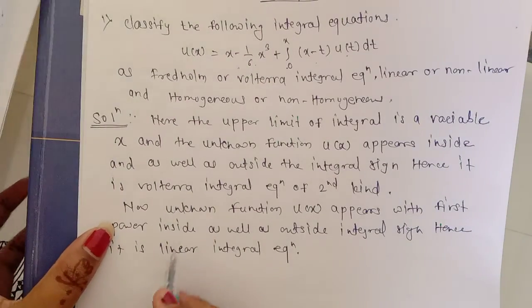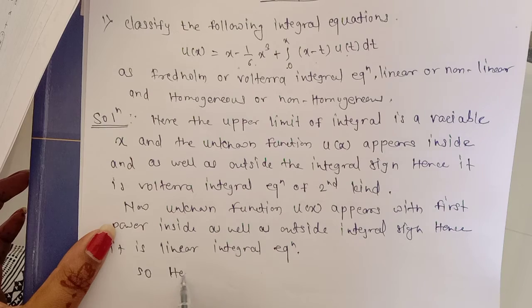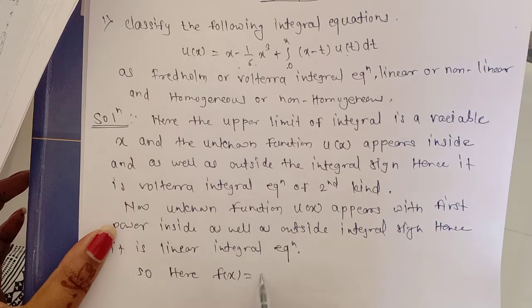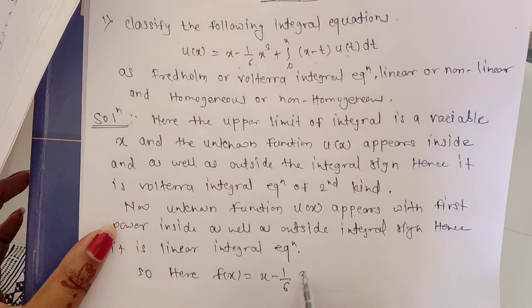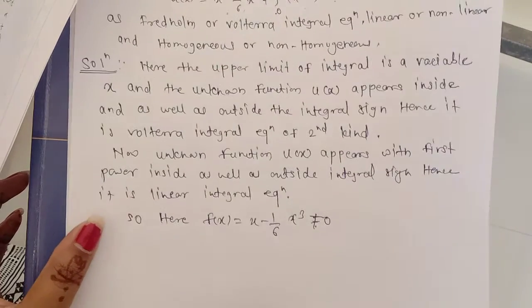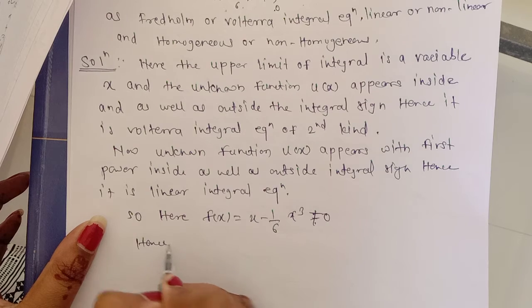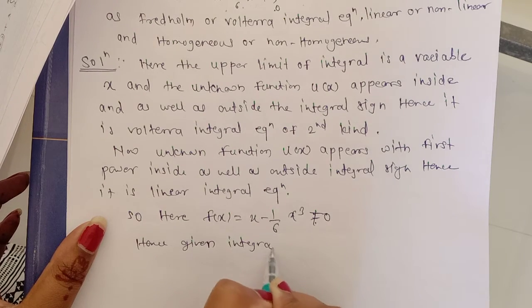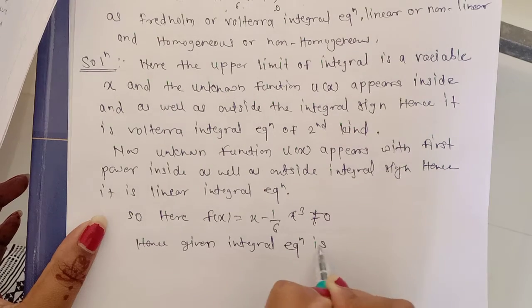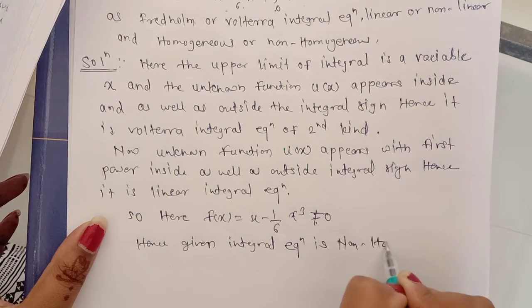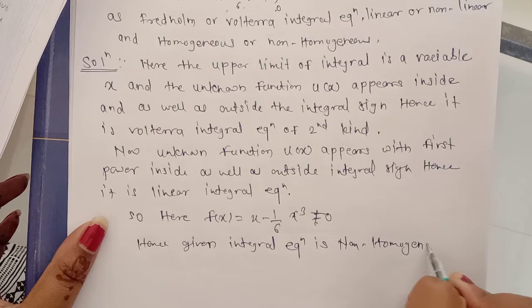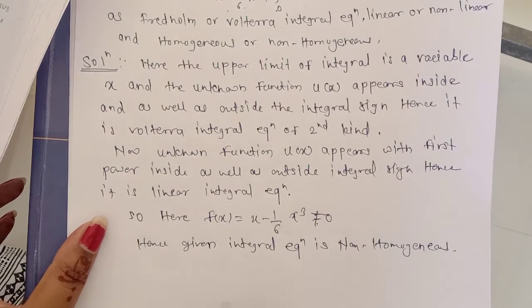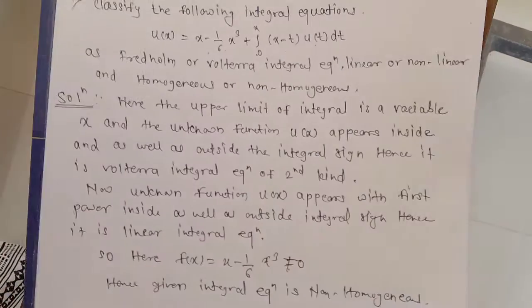So here f of x is equal to x minus 1 by 6 x cube, which is a non-zero value. Hence the given integral equation is a non-homogeneous integral equation.